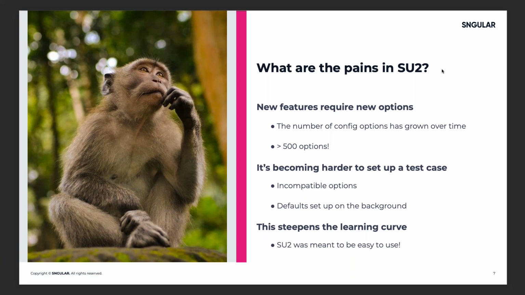That makes it hard to set up a test case, right? There are a lot of options that are incompatible. There are a lot of defaults that are set in the background that you might not be aware of. That makes it harder for somebody that starts with SU2 to get into the code, right? How do I start with that problem? And as far as I remember, the idea was always that SU2 was easy to use. So I said, maybe we can help there.